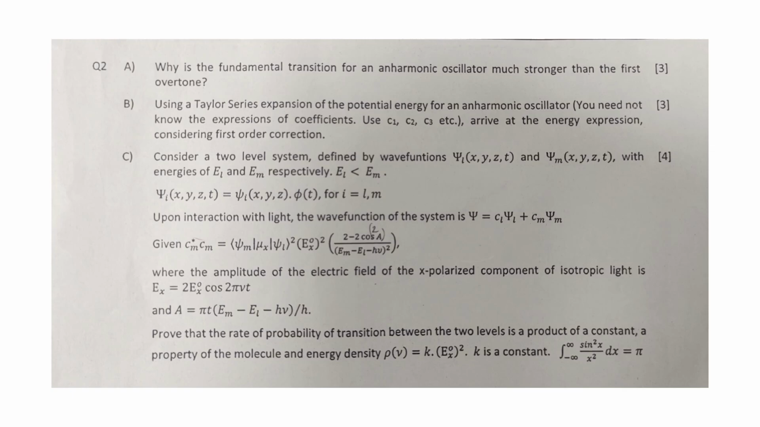Question 2b says that using a Taylor series expansion of the potential energy of an anharmonic oscillator, you need not know the expression for the coefficients, use C1, C2, C3, etc., and arrive at the energy expression considering the first order correction only. So you need to take a Taylor series expansion of the potential energy of the anharmonic oscillator. Let's do it.